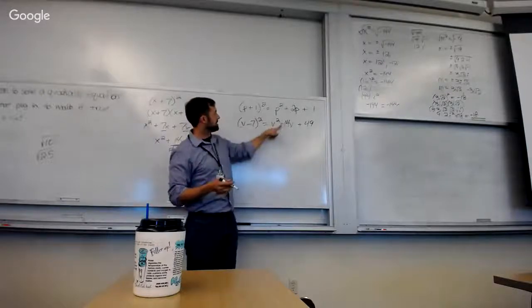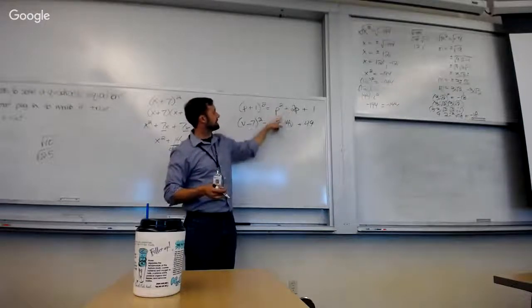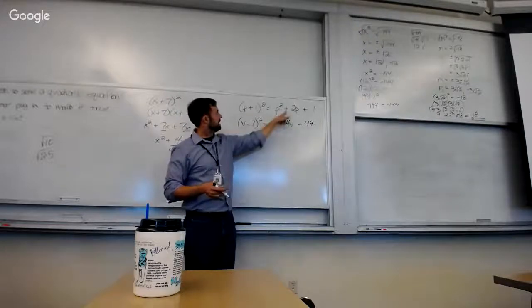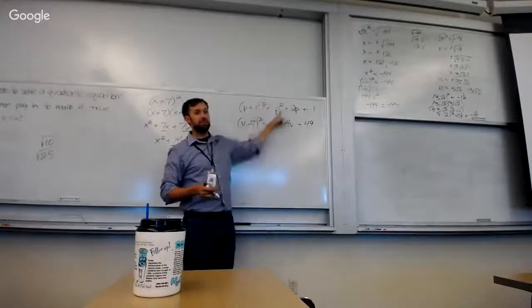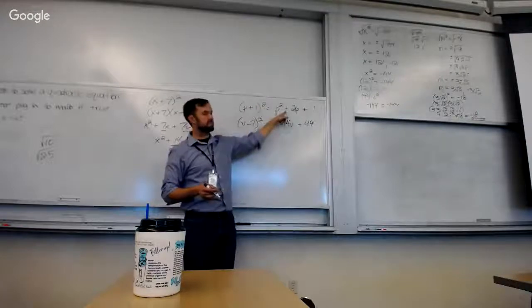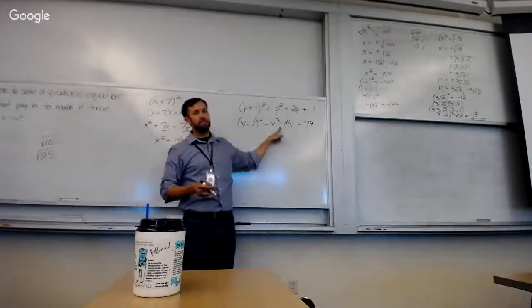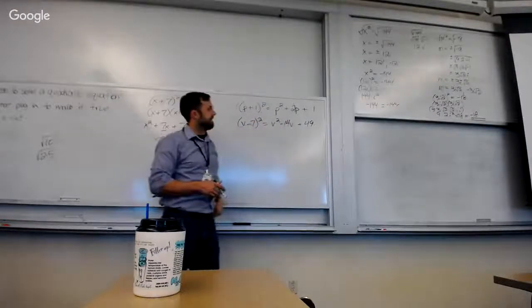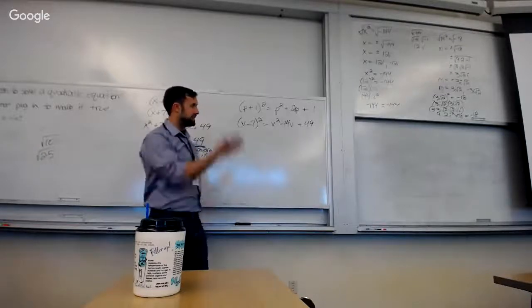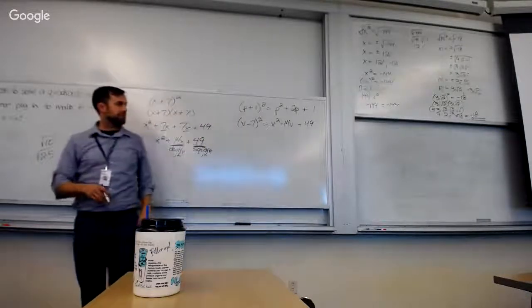What do you notice about the middle number? What do you notice about the sign of the middle number? It keeps the sign of the binomial. Yeah, if the binomial is positive, the middle number is positive. If the binomial is negative, the middle number is negative. So that's it. We don't even have to do any more from that.